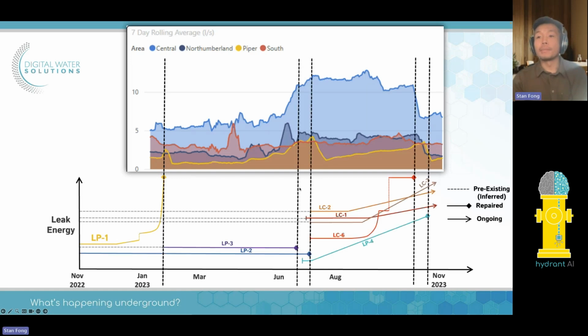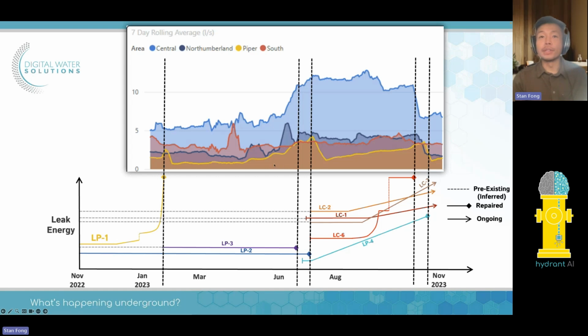Here are the other repairs that were done, right? And you can see where they line up. So some of these, the P's, that means Piper, right? These are done in Piper, and you can see the drops that happen after each one. So LP3, when it was repaired, not a huge drop, right? When LP2 was repaired, though, that was quite a significant drop in the flow.